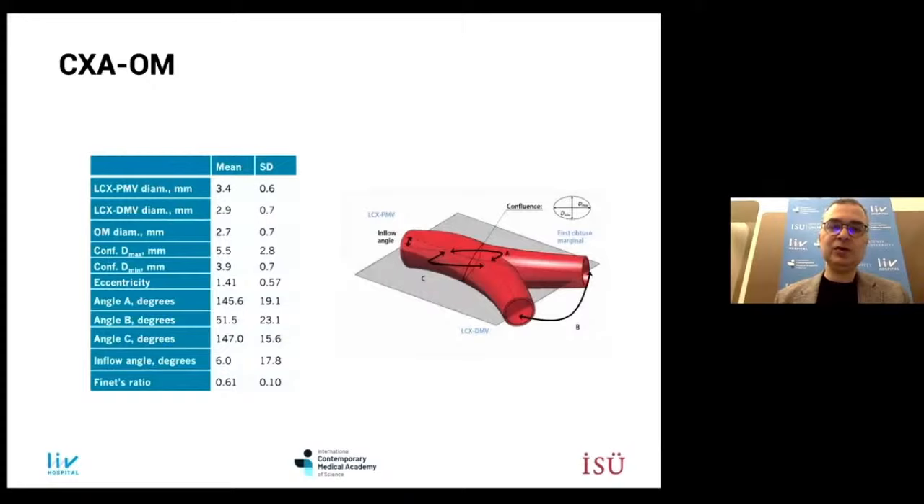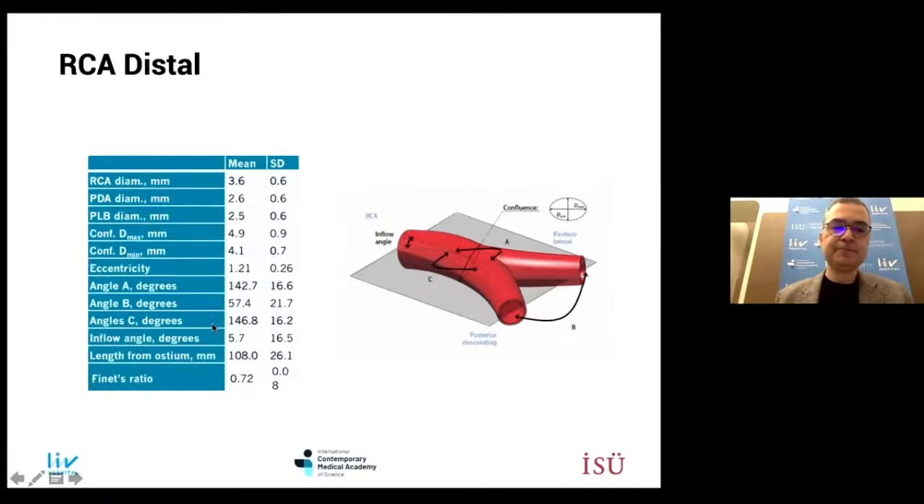When we come to the circumflex obtuse marginal, we see that the circumflex main vessel is around 3.4 millimeters in diameter in healthy subjects, and the obtuse marginal one branch is around 2.7 millimeters, and the angle is around 51. When we come to the RCA distal, the main branch is approximately 3.6, the posterior descending side branch is around 2.6, and the posterior lateral branch is around 2.5 millimeters in healthy subjects. And the B angle is around 57. So when we summarize, the B angle usually is around 50 to 60 degrees in all the LAD diagonal, circumflex obtuse marginal, and the RCA distal portion.